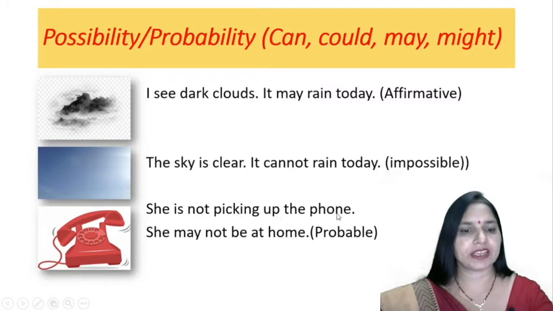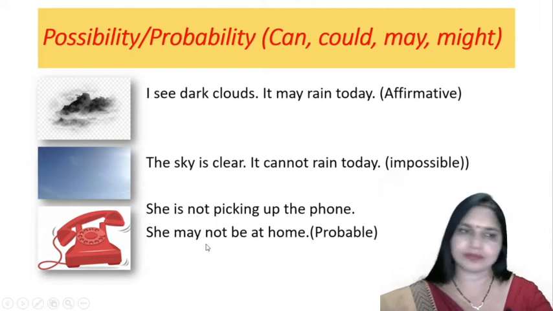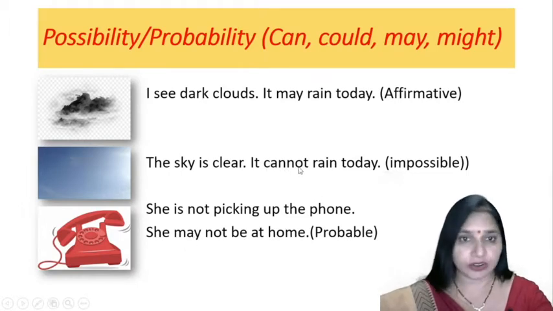She is not picking up the phone. She may not be at home. This is probability. When we use may not, that shows probability. That means there are other options also. She may be sleeping. She may not be at home. Anything is possible. So for probability we use may not, but for impossibility we use cannot.